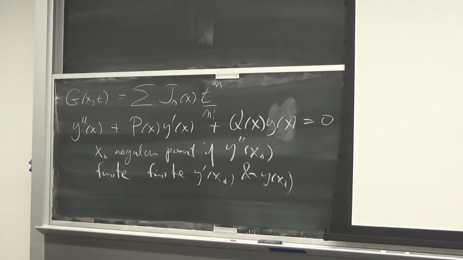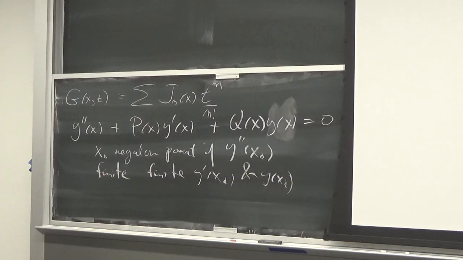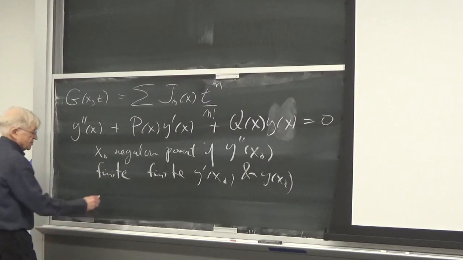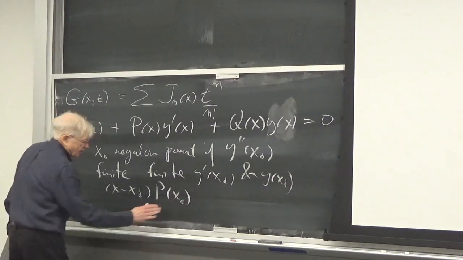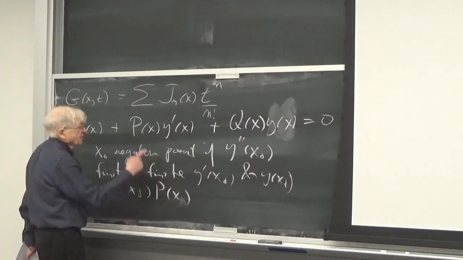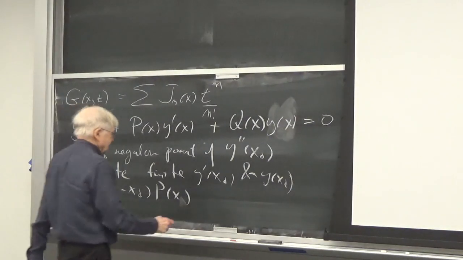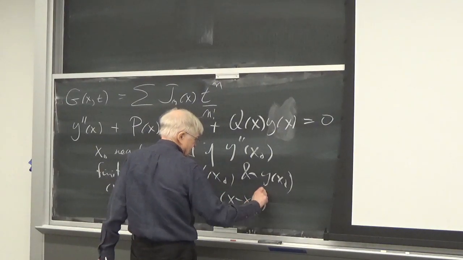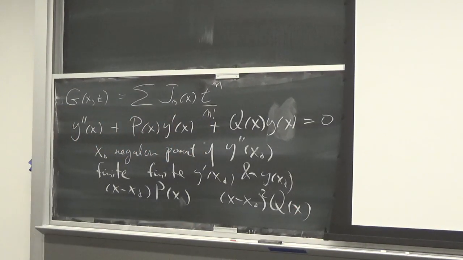And what we'd say is that there are different kinds of infinities here, because suppose x minus x0 times p of x, if this remains finite as x goes to x0, in other words, if p diverges as 1 over x minus x0, and if q of x times x minus x0 squared remains finite, then we say it's a regular singular point.